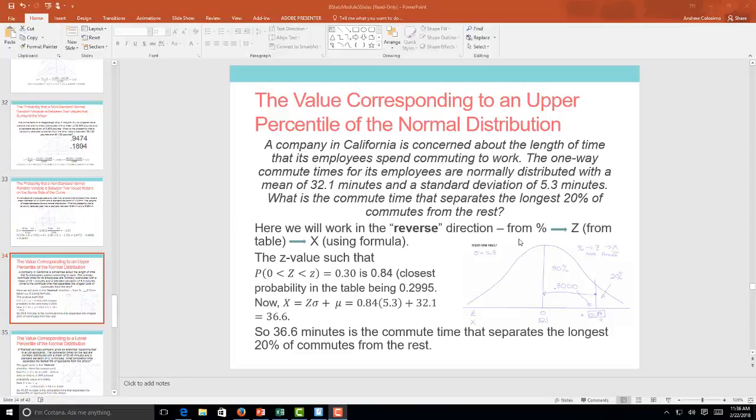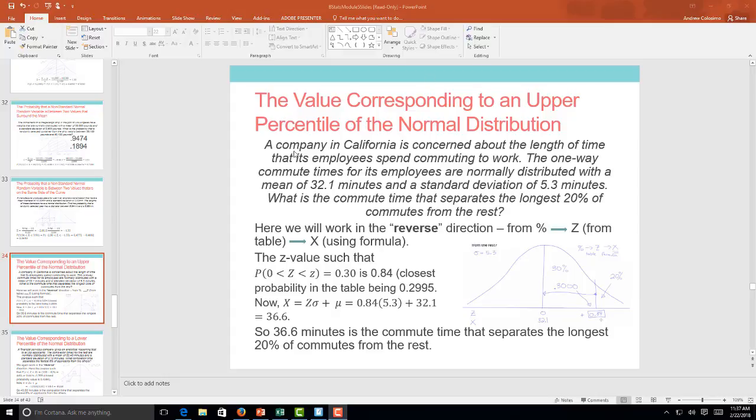Okay, so the last way that we're going to use this normal curve for Module 5 is if we're looking for a specific point or a specific value on our curve. So we're going to work backwards. We're going to go from a probability to a z-score to a value. Here we will work in the reverse direction, from a percent probability to a z-score from the table, to the x using the formula. We'll take a look at how we use the table, and then we'll take a look at how we can use Excel for this as well.